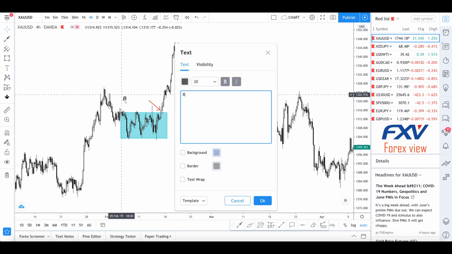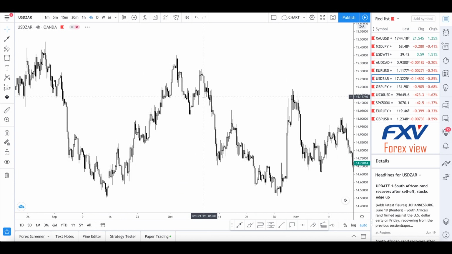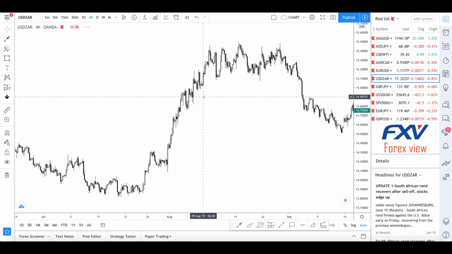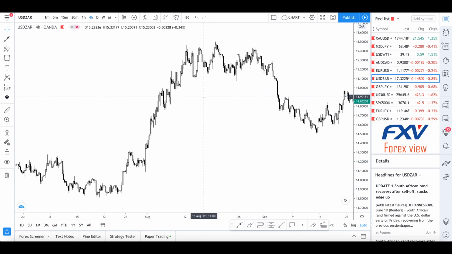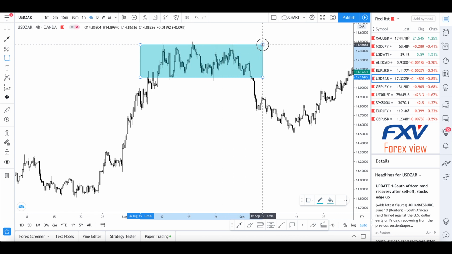You may notice also that there are similarities between the rectangle and the symmetrical triangle. While both are usually continuation patterns, they can also mark significant trend tops and bottoms. As with the symmetrical triangle, the rectangle pattern is not complete until a breakout has occurred, and sometimes clues can be found.